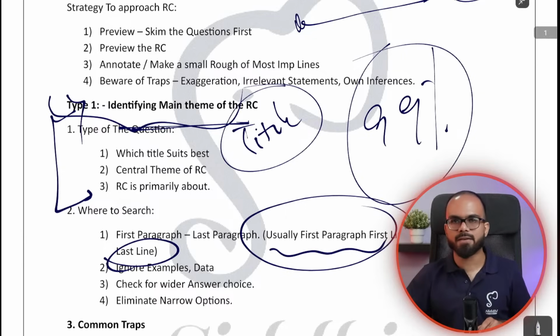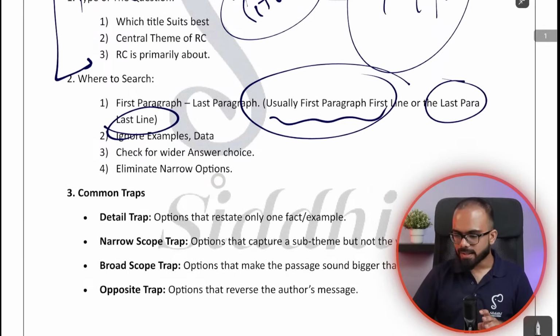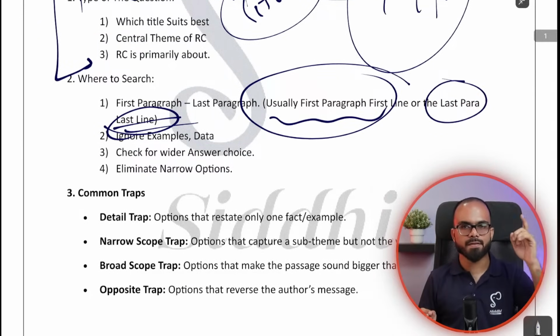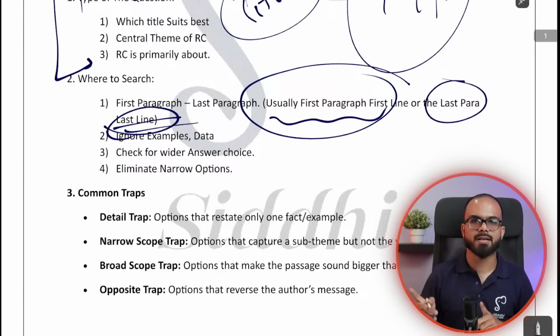Reasoning, there is no need for foundations of reasoning here. You can directly handle the reasoning. Right? Now, first thing, how to identify the central theme? It is either in the first paragraph, first line, or in the last paragraph, last line.